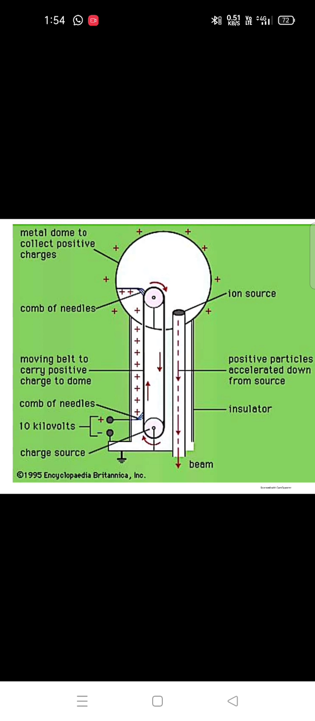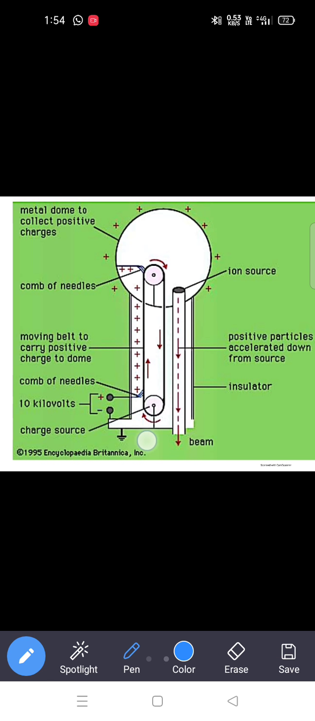It works by applying a positive charge to a non-conductive moving belt using a corona discharge. Here you can see the belt, which is non-conductive. It doesn't conduct anything. We apply a positive charge to this non-conducting moving belt using a corona discharge. It collects positive ions from the earth through the corona discharge, and then carries this charge upwards.